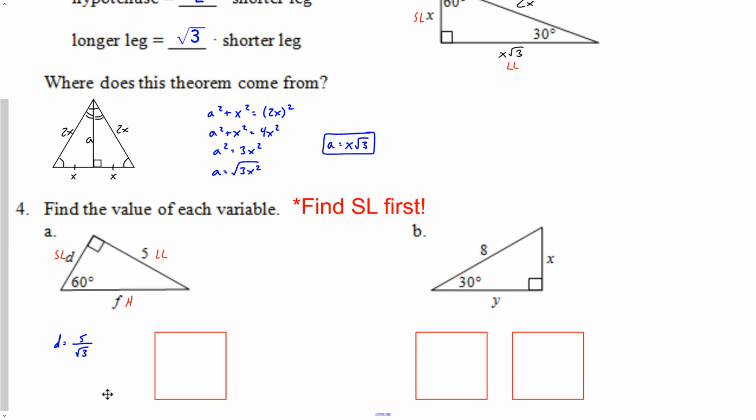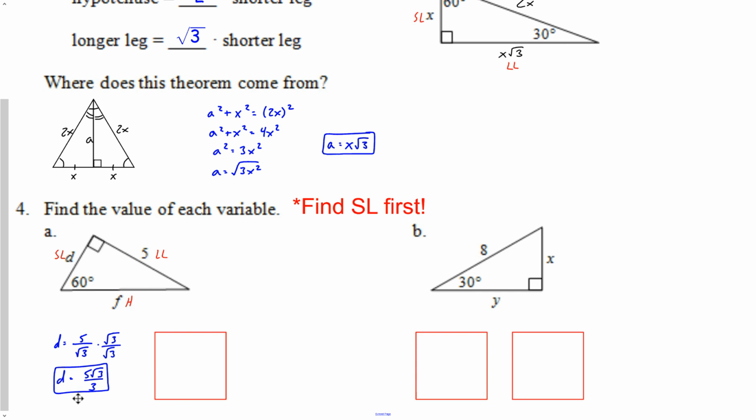So that means I have to take the longer leg, since that's the piece that I'm given, and to go back to the shorter leg, I have to divide by the square root of 3. Now, dividing by a square root means we have to rationalize and then simplify. We would end up finding that the value of D is 5 square root of 3 over 3.